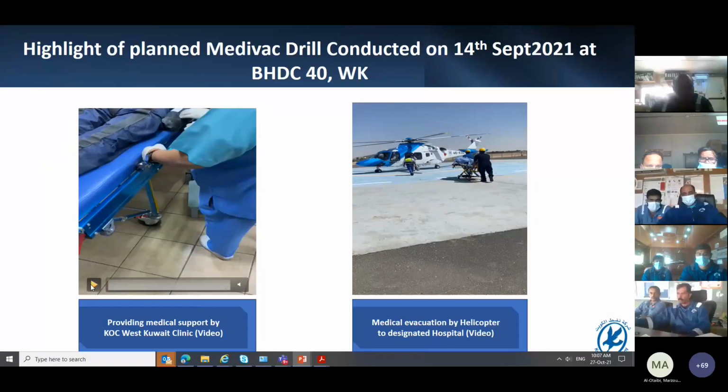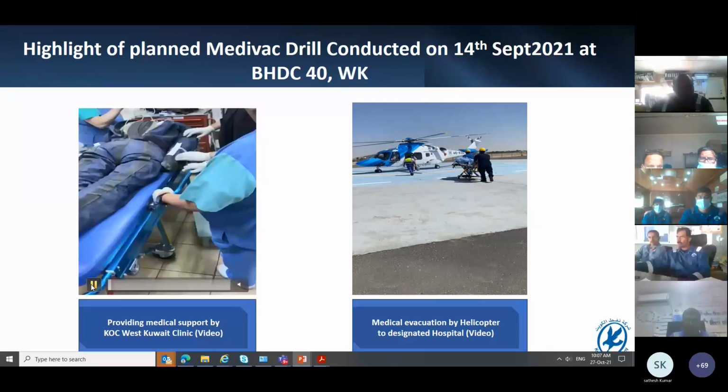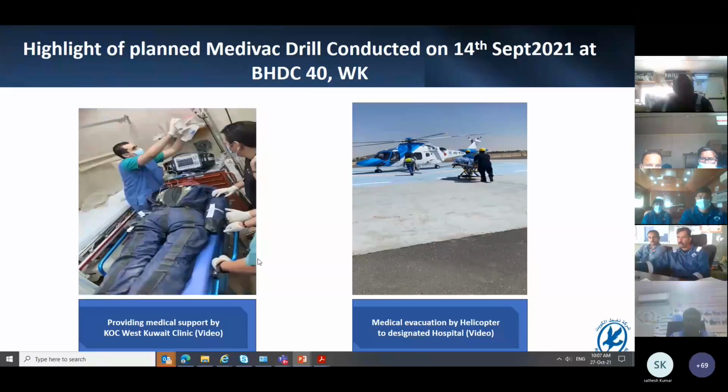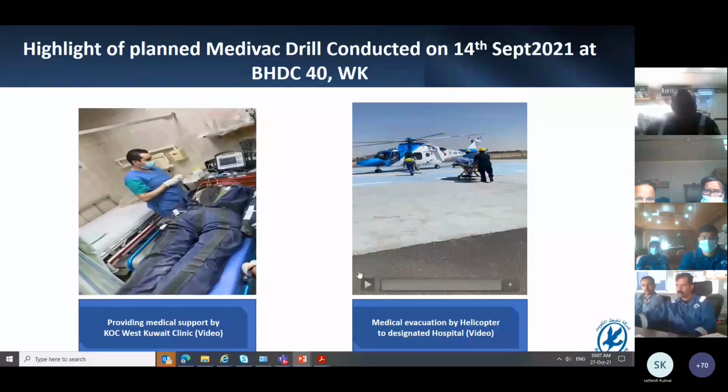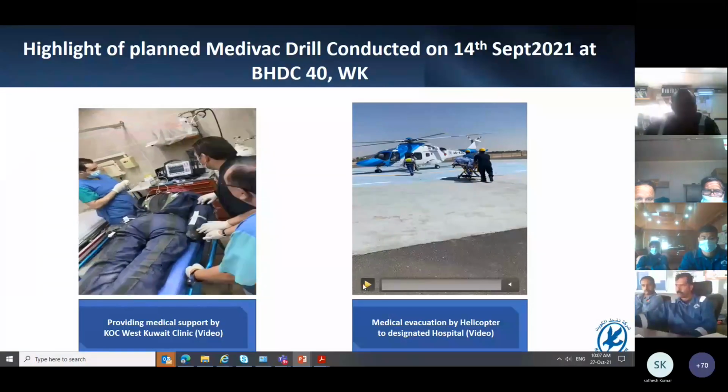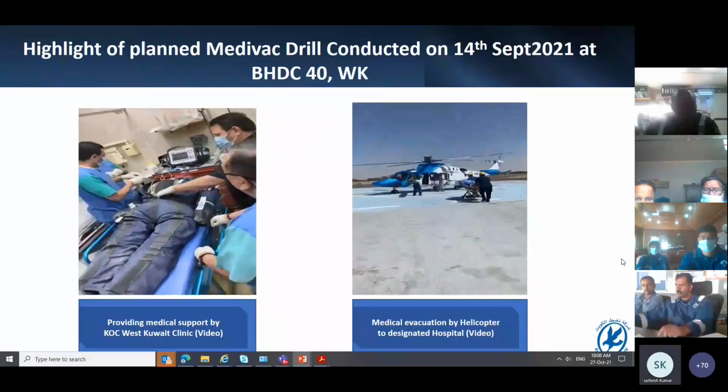The injured person was moved by the rig emergency vehicle to the West Kuwait Clinic helipad location. The medical support was given to the injured person by the West Kuwait Clinic until the helicopter arrived to carry them to the designated hospital. The drill was successful.